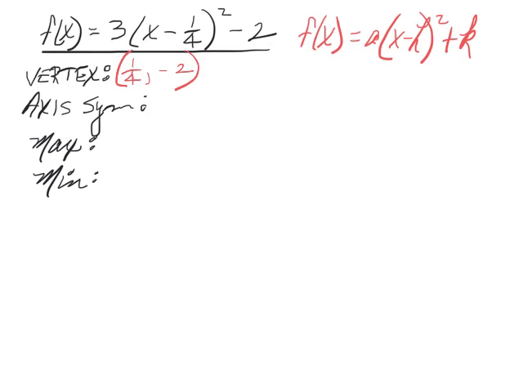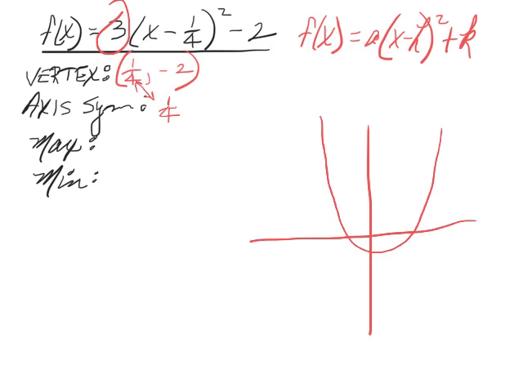Alright, my axis of symmetry is always going to be my h value, and in this case my h value is again 1/4. And that will always be the case. These two will be the same. And then my maximum point, this number right here is positive. So if you remember, when the a is positive, it opens up like that. So that means there is no maximum point, but there is a minimum point.